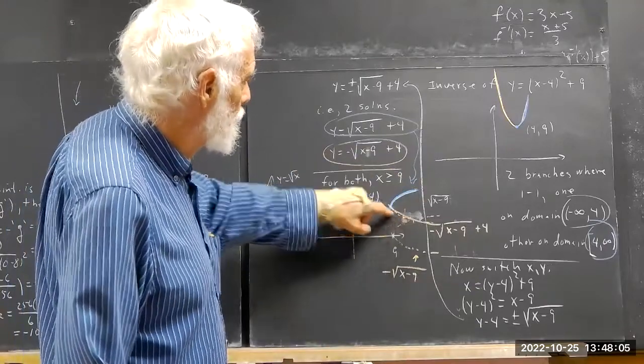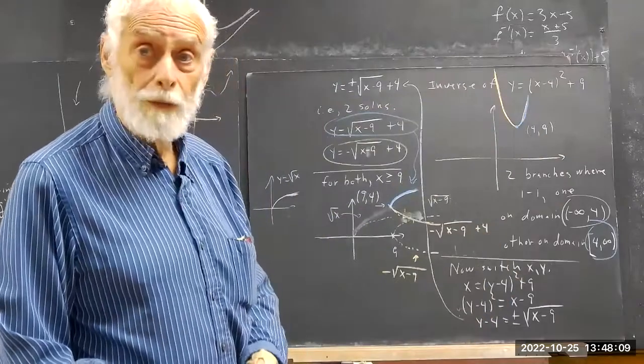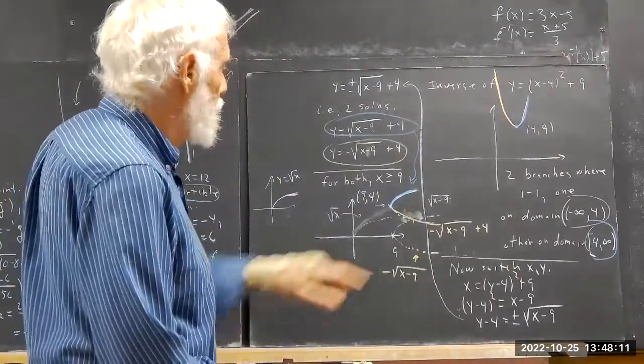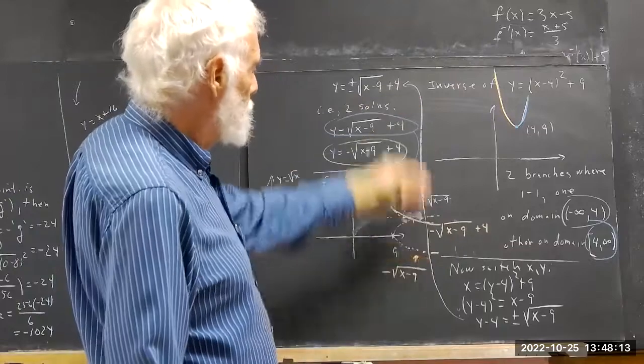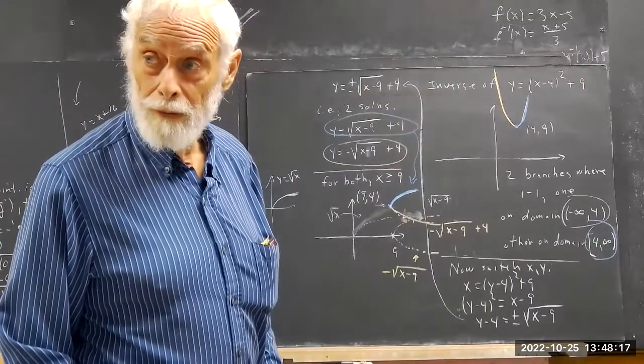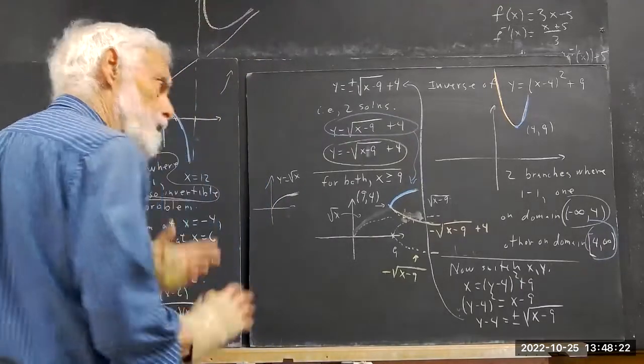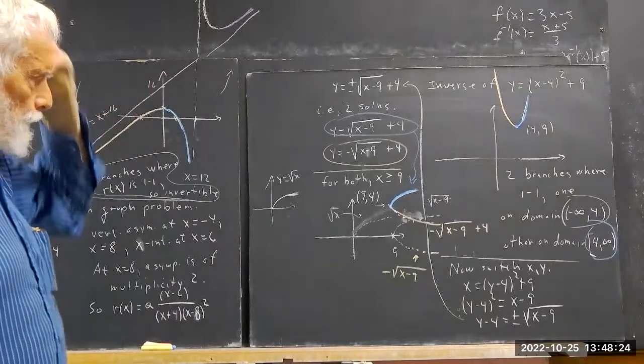What's this picture? This picture is just this picture laid over on its side, but you have 2 branches. Because if you took this whole parabola, it wouldn't be a function. It wouldn't satisfy the vertical line test. Okay, that's important. I think you should be in pretty good shape to understand this.